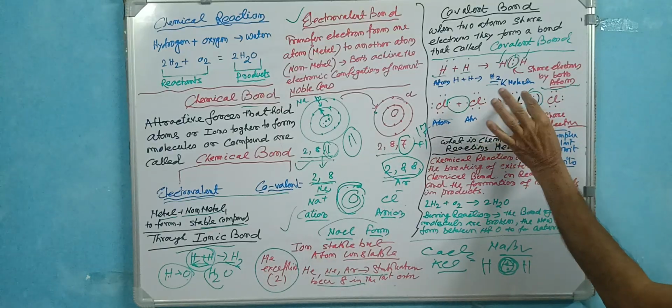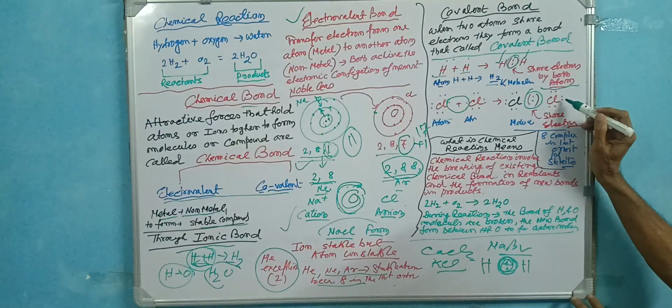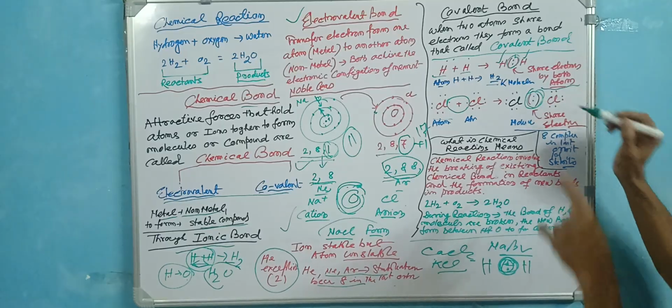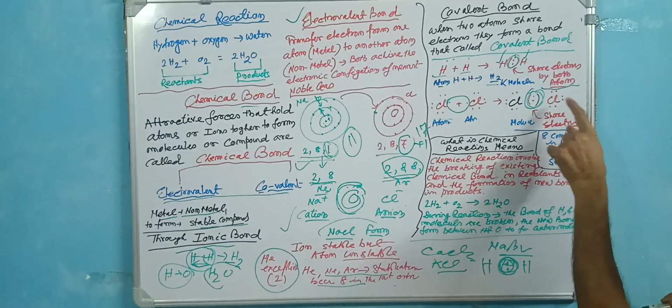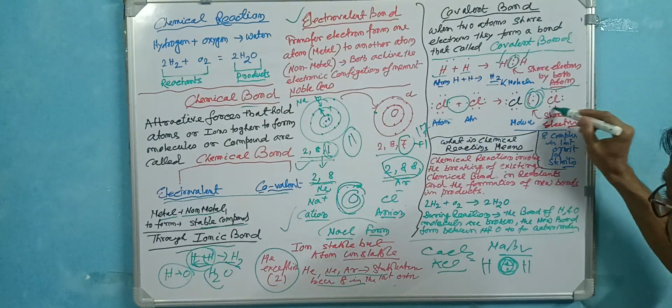This atom completes the 8 in the last orbit, and here this chlorine 2, 4, 6, and this also shares. That means this one pair, or two electrons, is shared by this atom and this atom both. These are called the shared electrons.